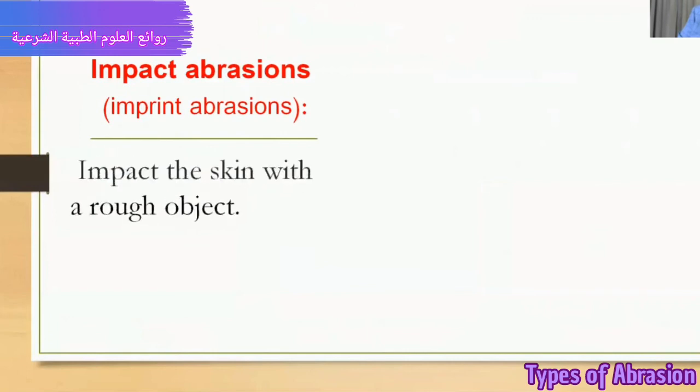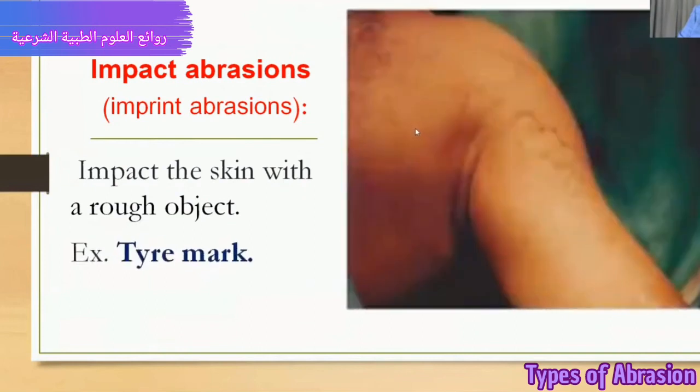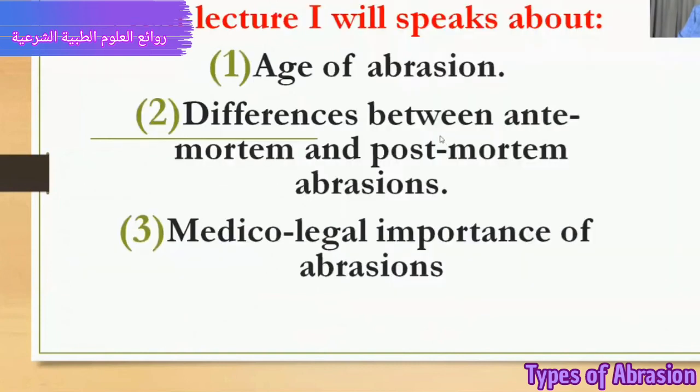The second subdivided type of pattern abrasion is called impact abrasion, or imprint abrasion. It is the impact of the skin with a rough object. The most common example for this is the tire mark. Like that tire mark on the left arm, this is called impact abrasion.